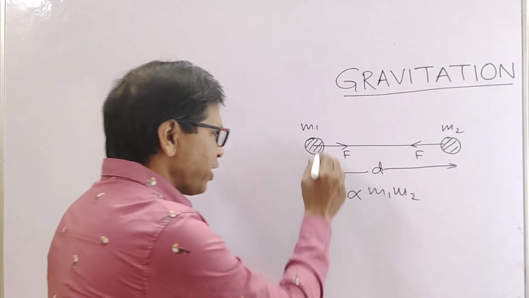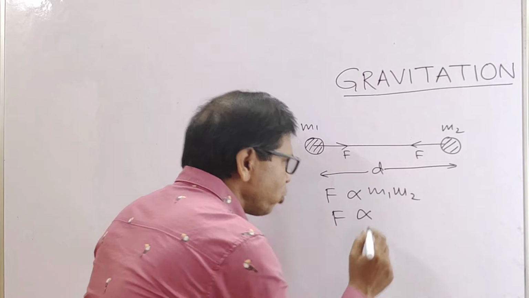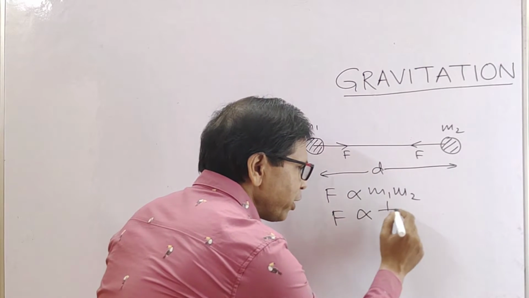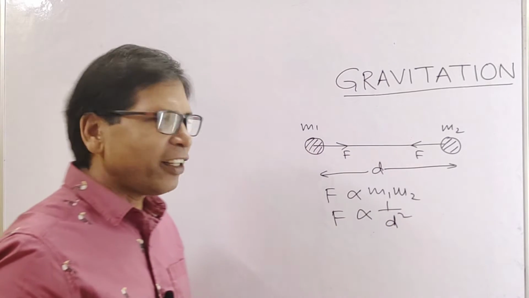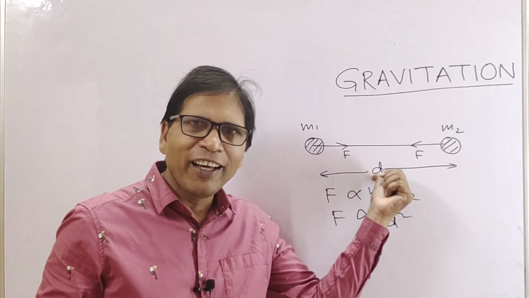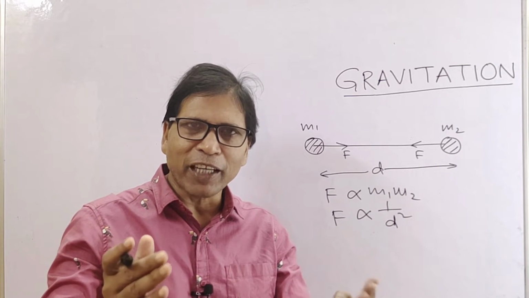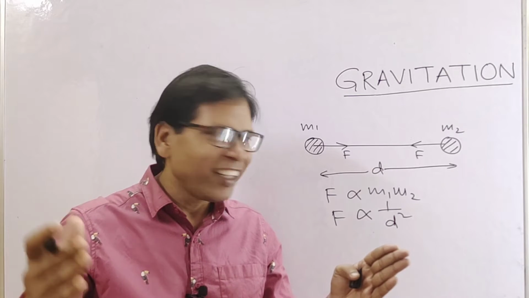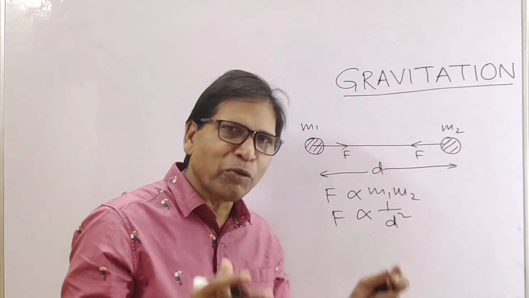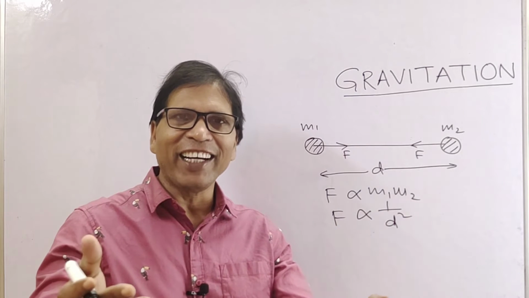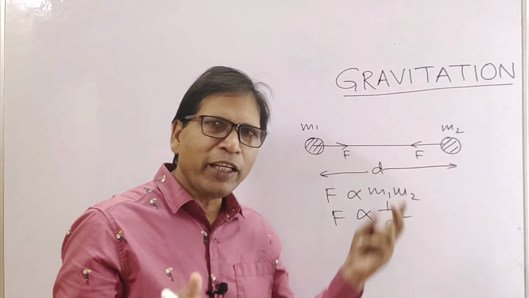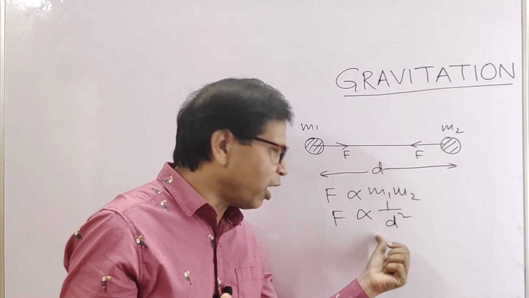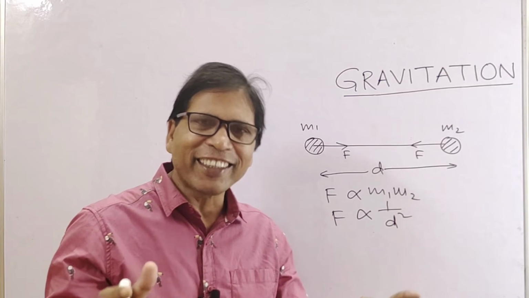Now next, the force is inversely proportional to the square of the distance, that is F is proportional to 1 by d square. That is, if the distance doubles, then the force of attraction becomes 1/4 times. If the distance becomes 3 times, then the force of attraction becomes 1 by 3 square, that is 1 by 9 times. If the distance between them is 6-fold, then the force of attraction becomes 1 by 36 times.